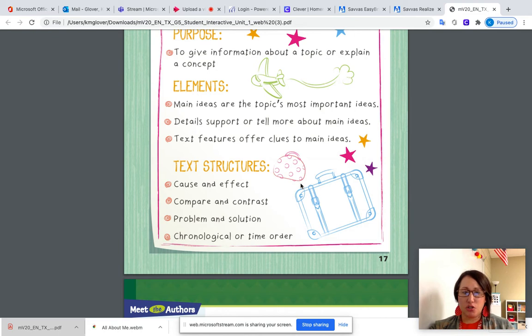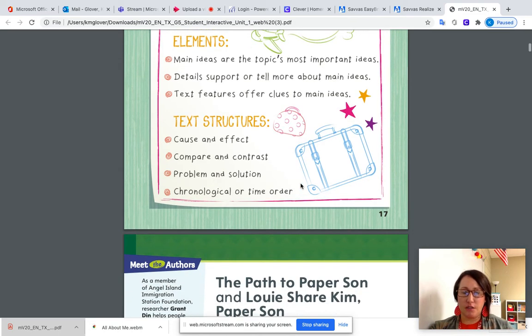The text structures that we're going to use are cause and effect, compare and contrast, problem and solution, and chronological or time order. Okay, and we'll talk about all of those things in more detail as the year goes on, but all of those should be a review. Okay, you should have learned those last year and even the year before.